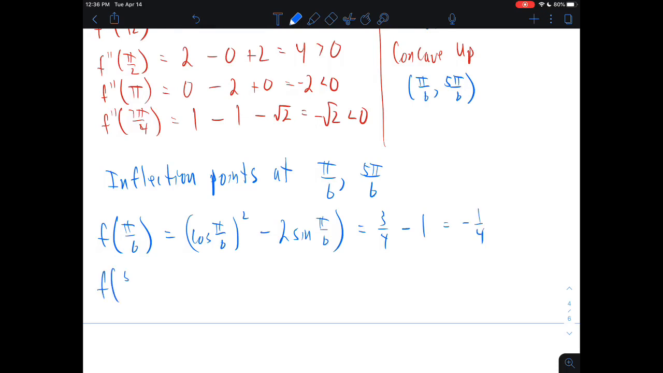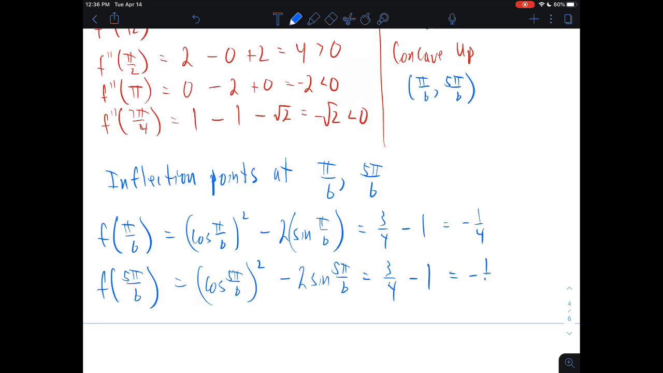And then f of 5 pi over 6 pretty much will give us the same result. Since cosine of 5 pi over 6 is negative square root of 3 over 2, but when I square that, I get, again, 3/4. And sine of 5 pi over 6 is 1/2, so this becomes 3/4 minus 1 again. So now we have where the inflection points happen and what are the actual function values for those.